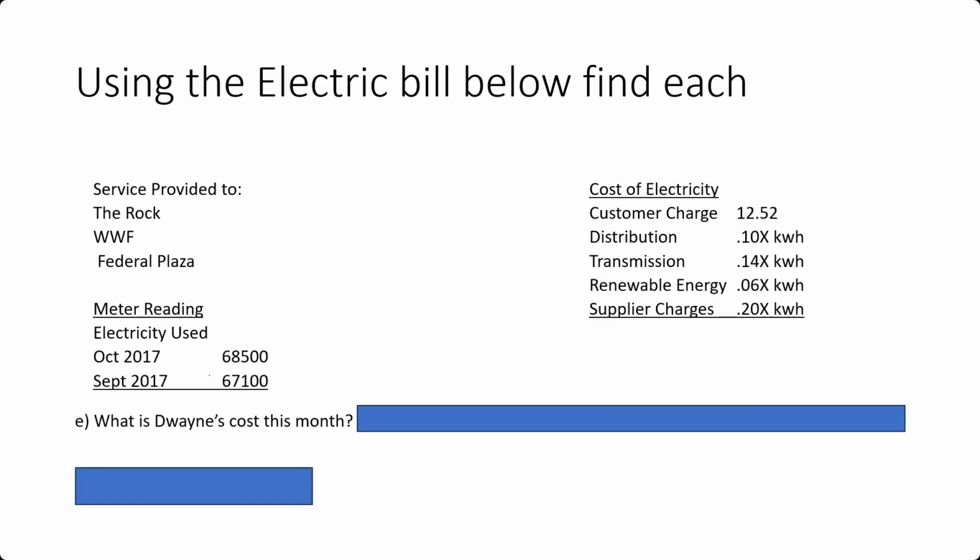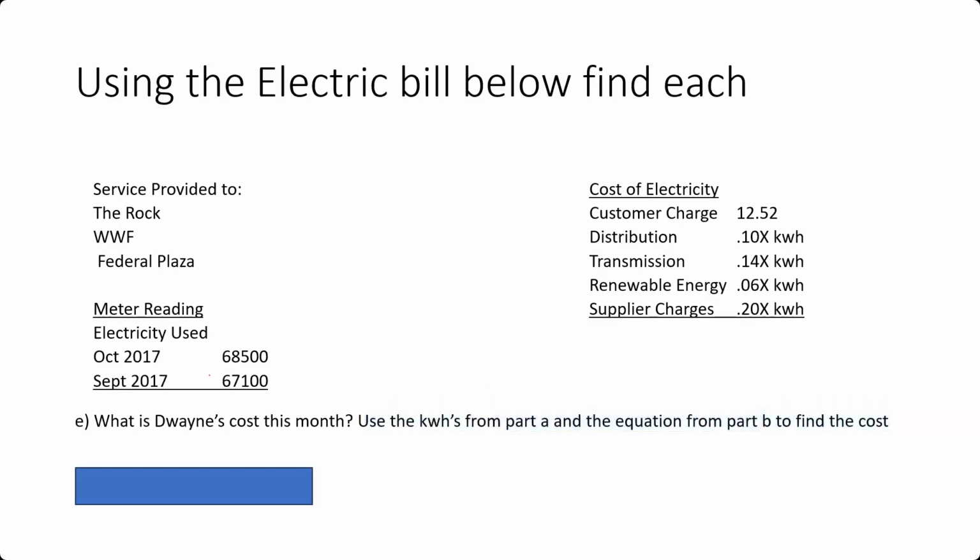Okay, what is Dwayne's cost this time? Well, we have the equation 0.5x plus 12.52. If we want to find his cost, what do we do? Plug in the kilowatt hours that he used. Use the kilowatt hours from part A, plug it into the equation from part B, and you'll have the total amount. So we use the kilowatt hours, and $712.52 would be the cost.